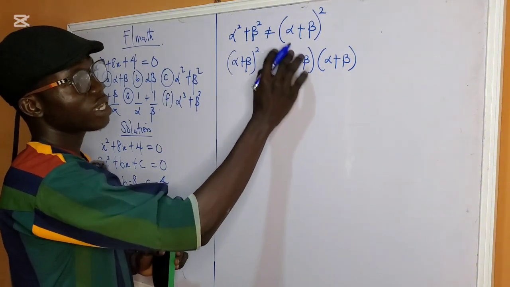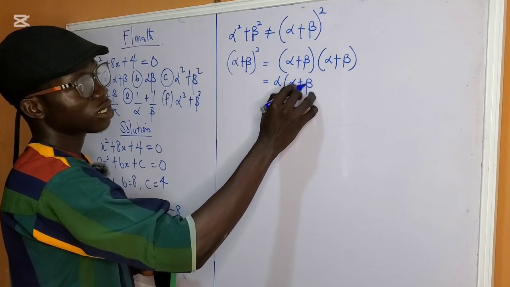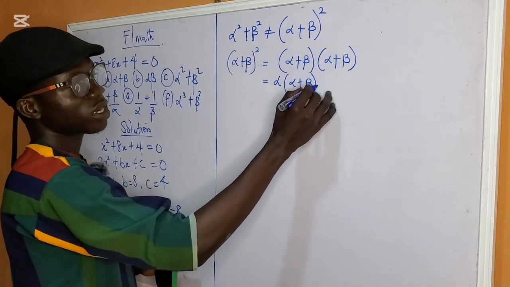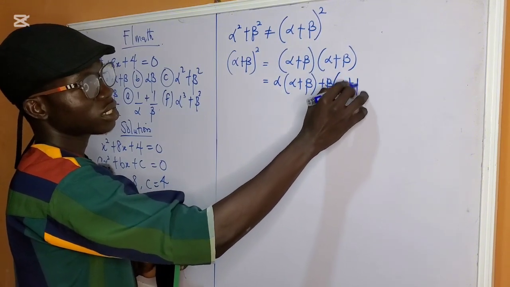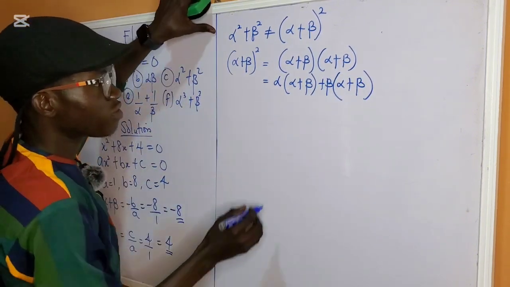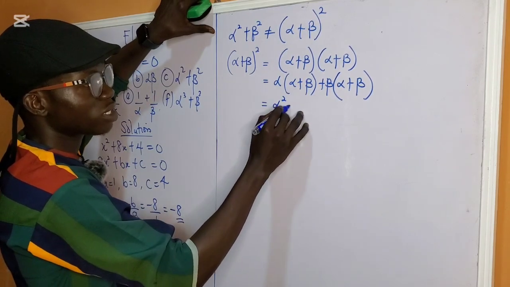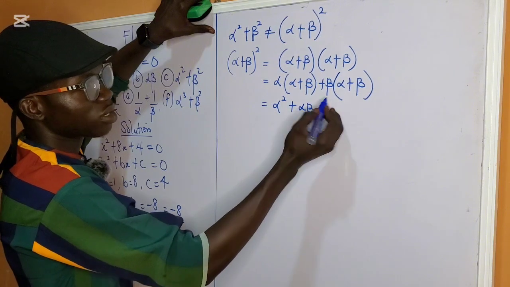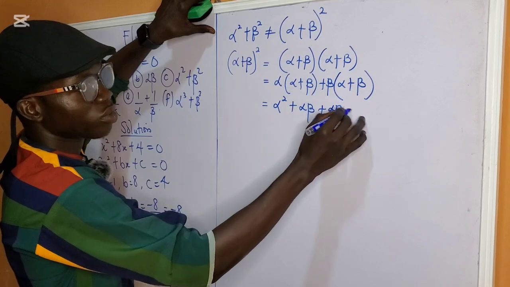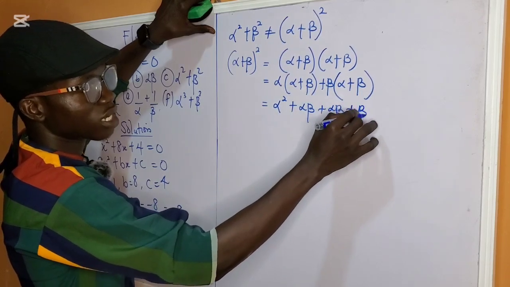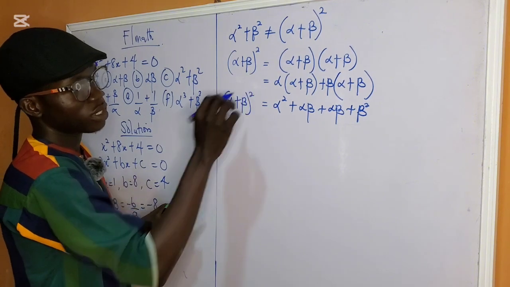So we take one of the elements in the first bracket, alpha, and use it to multiply the second bracket, alpha plus beta. Then we take the second element in the first bracket, plus beta, and use it to multiply the second bracket. Good. So we have alpha multiplied by alpha, that is alpha squared. Alpha multiplied by beta, that's alpha beta, plus beta multiplied by alpha, that's alpha beta, plus beta multiplied by beta, that's beta squared. So that is alpha plus beta squared.